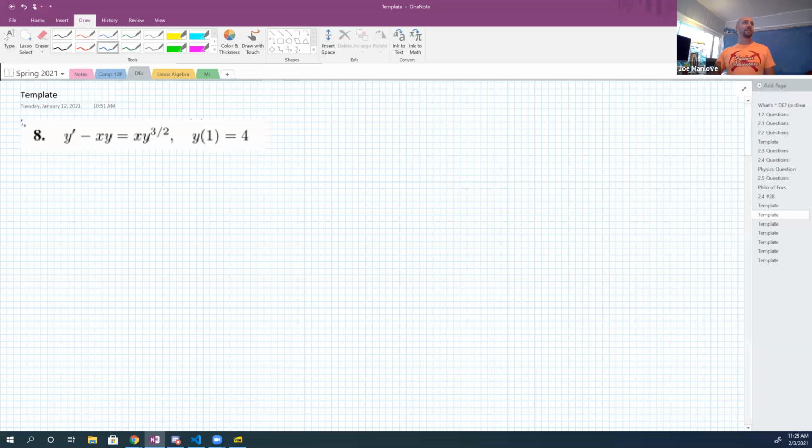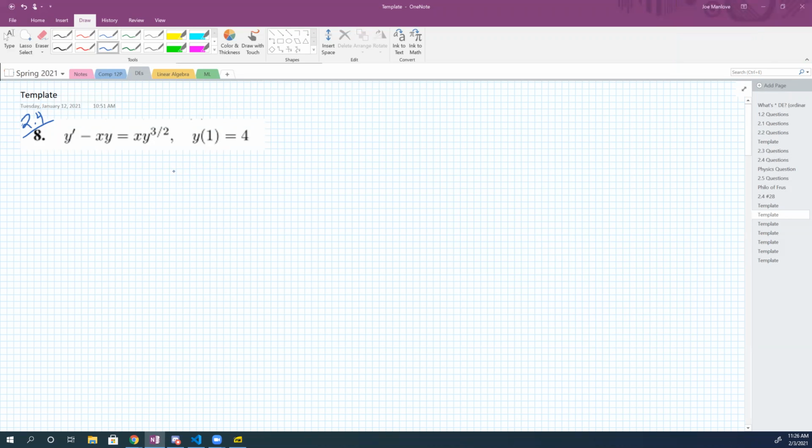Okay, so let's talk 2.4, number 8. Looking at this, your first step should probably be to figure out what kind of beast this is. So, what do you see here in terms of classification? Non-linear Bernoulli initial value problem. Okay, yeah, seems like a Bernoulli.